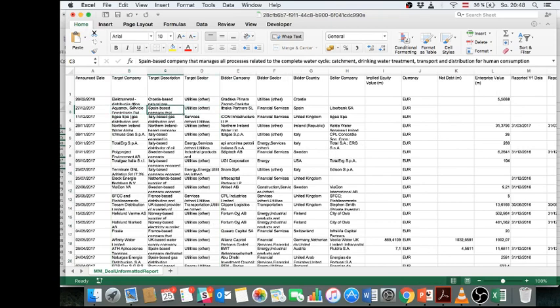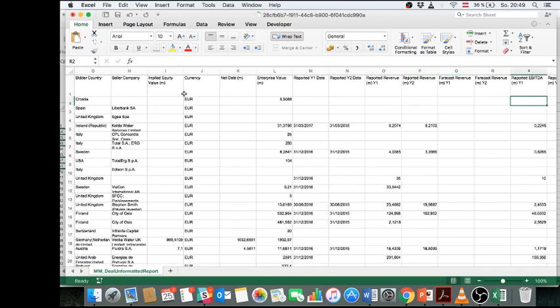Control Command or Control Shift would be the selection of your column actually. Okay, anyway. Currency, perfect. Net, okay.